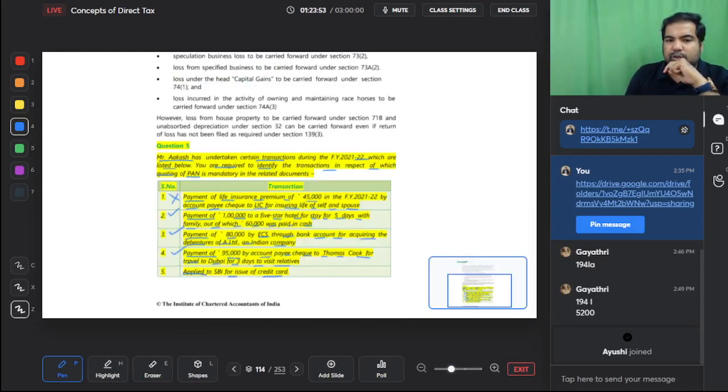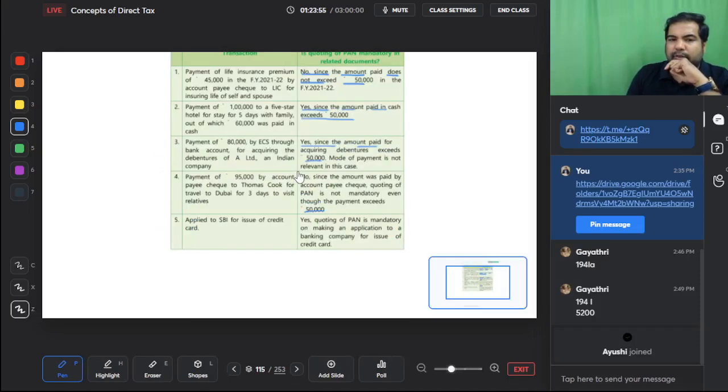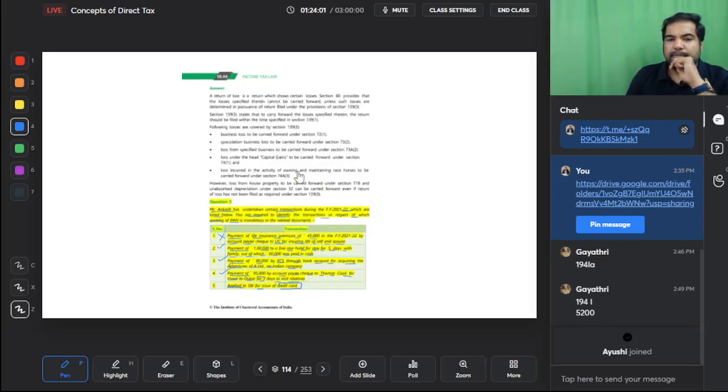Apply to SBI for issue of credit card. For issue of credit card, you definitely need a PAN. Yes, quoting a PAN is mandatory on making an application to a banking company for issue of credit card.